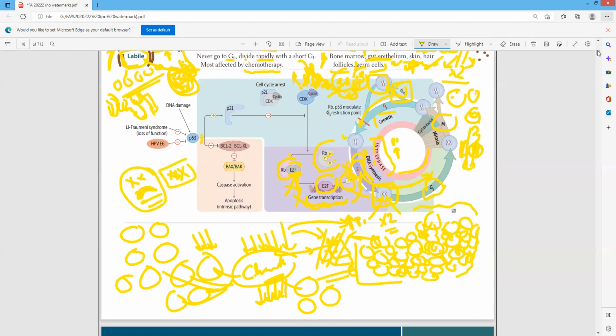It's very familiar that people who take chemotherapy are bald, because hair follicles are one of the labile cell types. So it affects hair follicles. For now, this is good.